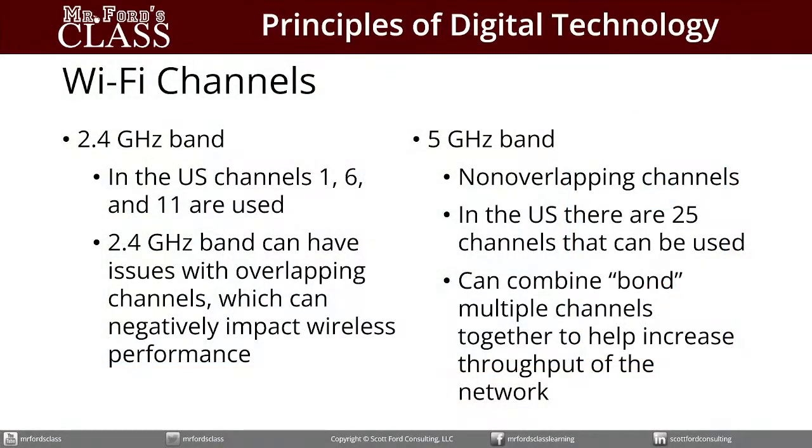Now, when wireless came out, this was pretty cool. We didn't have a lot of wireless devices at the time, and so we really didn't run into this problem. But the issue we're running into is that we have a lot more devices and there's only so many channels in this band that we could use. And we want more channels to choose from. So we have the 5 gigahertz band. The 5 gigahertz band has non-overlapping channels. In the US, there are 25 different channels that we can use. It can also combine or bond multiple channels together, which helps increase throughput of the network.